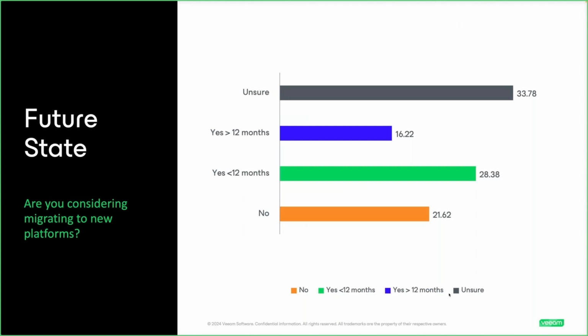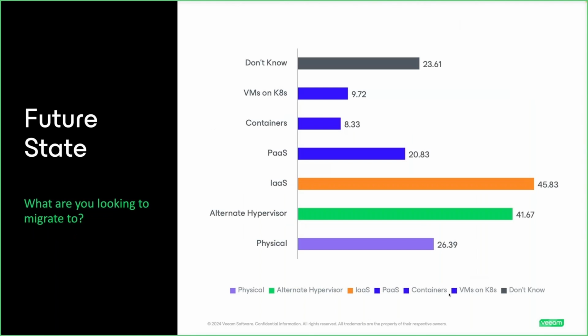So again, lots of options out there, lots of decisions to be made, lots of organizations going in different directions. But if we double click into the yes, greater than and less than 12 months, where are you looking at placing that data, those applications in the future? And this is super interesting, right? So physical machines, we see that drop. An alternate hypervisor, interesting at about 42%.